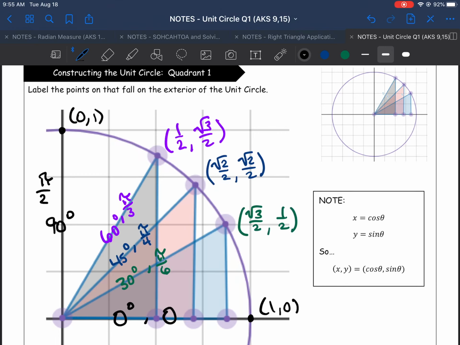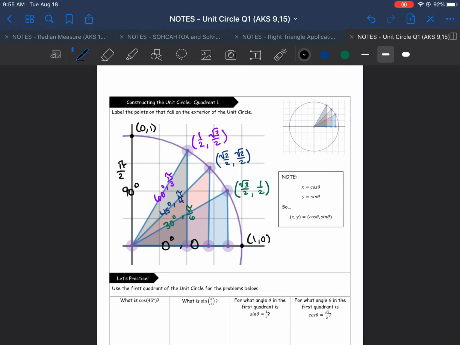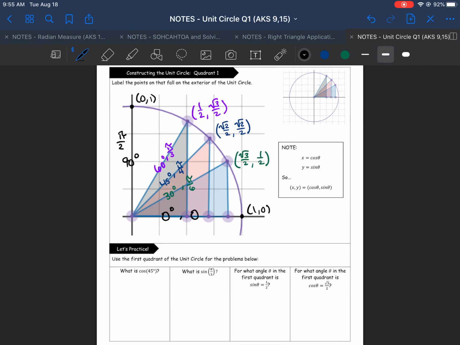Okay? So this is the first quadrant of the unit circle, and these are all very important points that we're going to be using several times throughout the year. It would be in your best interest to go ahead and memorize them. It may turn out that as many times as we use these points, you will probably have at least the first quadrant of the unit circle memorized, but this is how we derive and construct the first quadrant of the unit circle. So let's use this quadrant to answer a couple of questions.